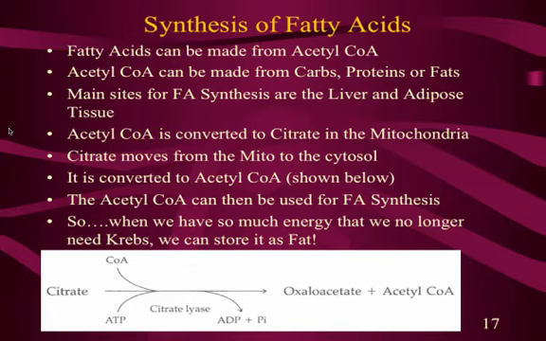Acetyl CoA is converted to citrate in the mitochondria. Citrate moves from the mitochondria to the cytosol. It's converted to acetyl CoA. Then the acetyl CoA can be used for fatty acid synthesis. So when we have so much energy that we no longer need Krebs, we can store it as fat. So citrate leaves the mitochondria.